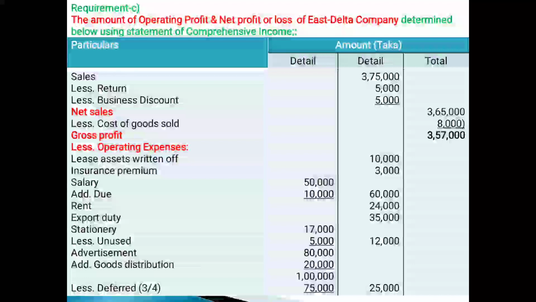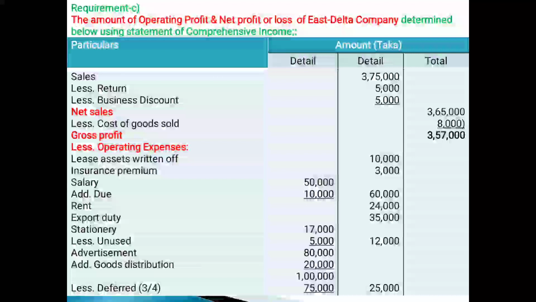Sales from trial balance 3,75,000, less return, that is debit return from trial balance taka 5,000, it is deducted from the amount. Less business discount, that is debit business discount taka 5,000 from trial balance. Now we get the amount of net sales, taka 3,65,000, written in the outer column. Then from the format, less cost of goods sold. From requirement B we get cost of goods sold taka 8,000. So at this moment gross profit of this business is taka 3,57,000.